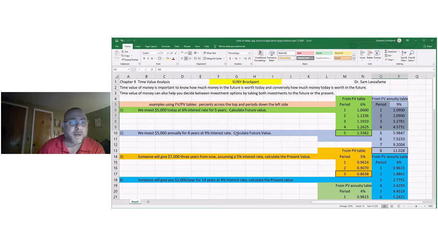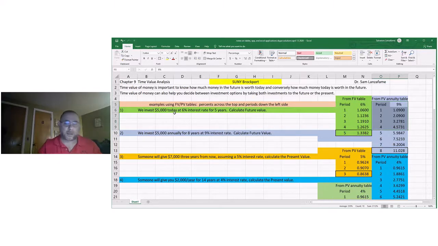Again, I said $5,000 invested today. So what are we trying to figure out? Are we trying to figure out today's value? No, we already know today's value. It's 5,000. The question says calculate future value. So if you look at those tables that you printed, I gave you the future value table A1, and then the future value table of annuity A2.